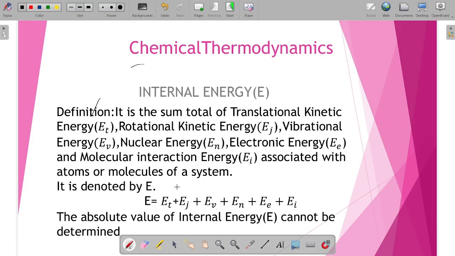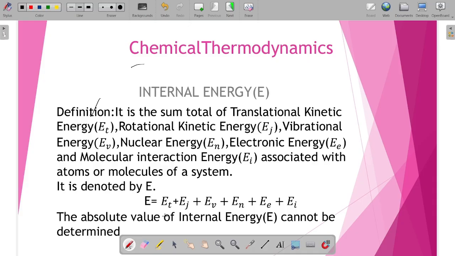So mathematically, the term for internal energy is capital E. E is equal to E_T, that means translational kinetic energy, then rotational kinetic energy, then vibrational kinetic energy, then nuclear energy, then electronic energy, and molecular interaction energy. So the sum total of energies contained by the atoms and molecules of a substance contained in the system is called internal energy.